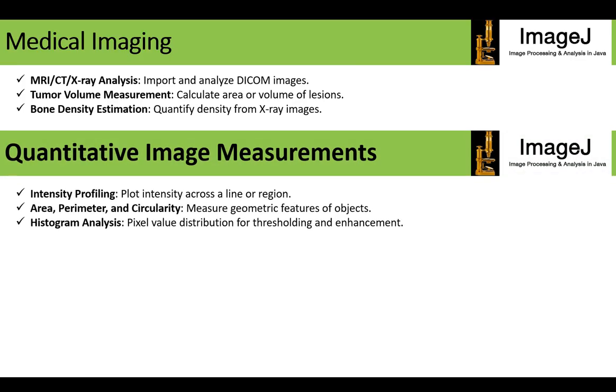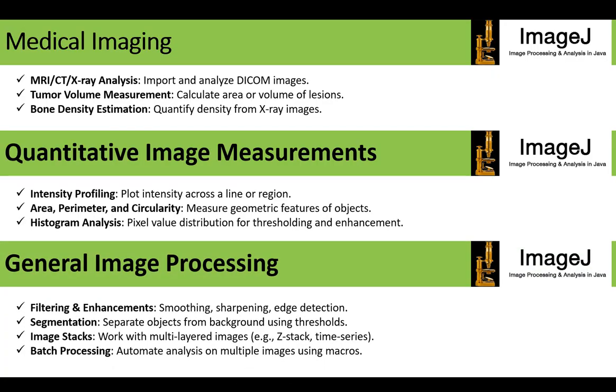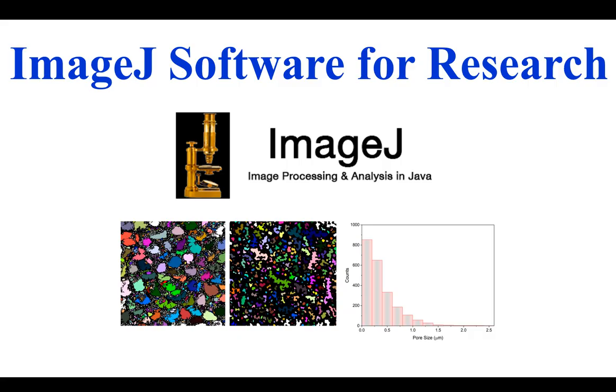So in case of quantification image measurement, we can perform intensity profiling, area, perimeter and circularity, and histogram analysis. And finally, we can also use ImageJ for journal image processing, including filtering and enhancements, segmentations, image stacks, and batch processing. So this is very useful software.